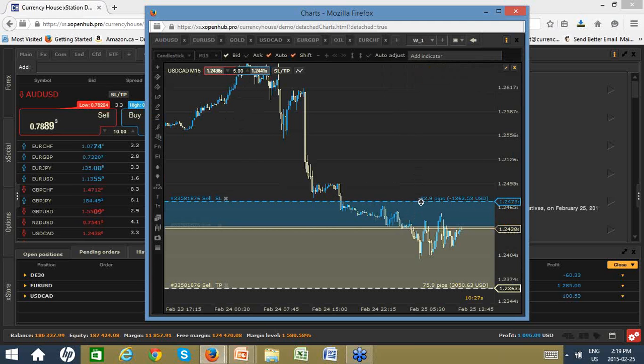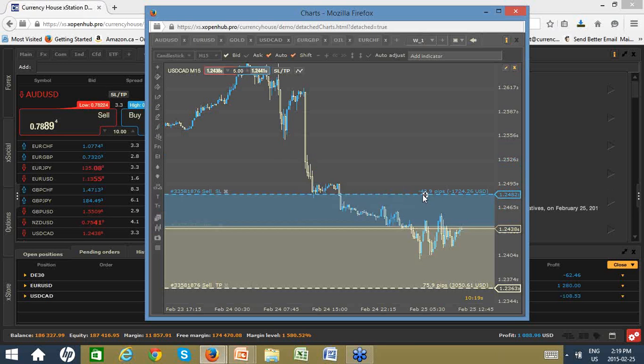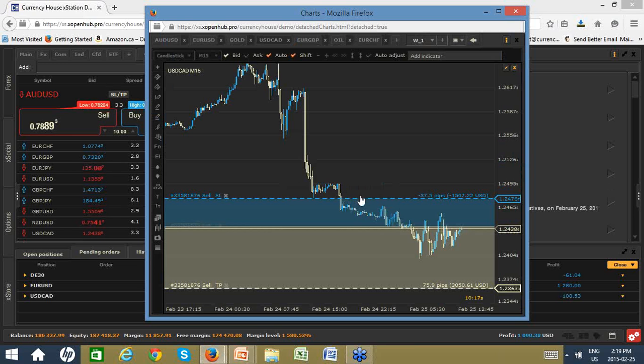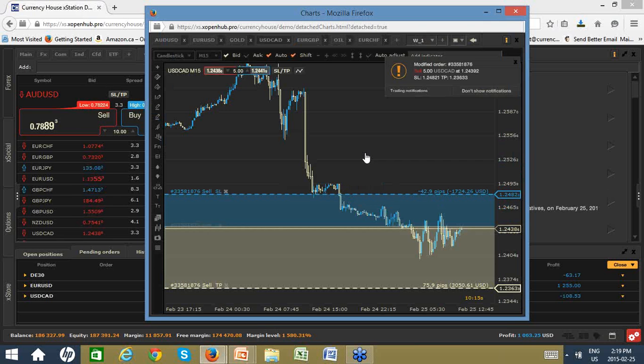We do not recommend that when you are trading. We recommend to keep your stop losses and take profits pretty static, but you can adjust them anytime you want. You just click and drag. It's extremely simple to do, guys. I definitely recommend trying it out on your demo systems. You'll see how simple it actually is.